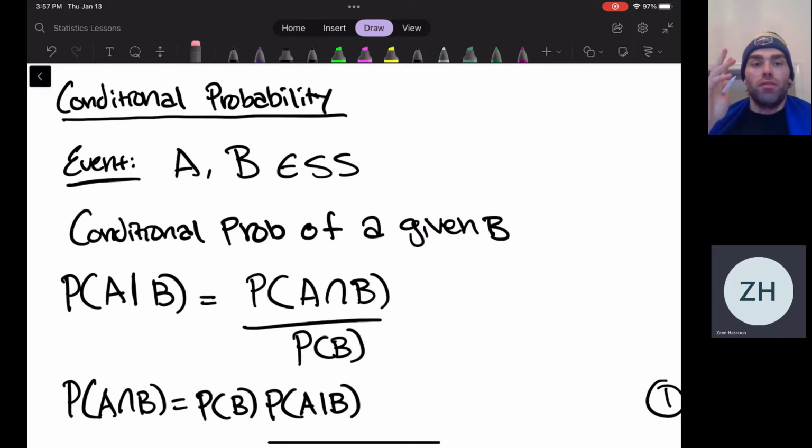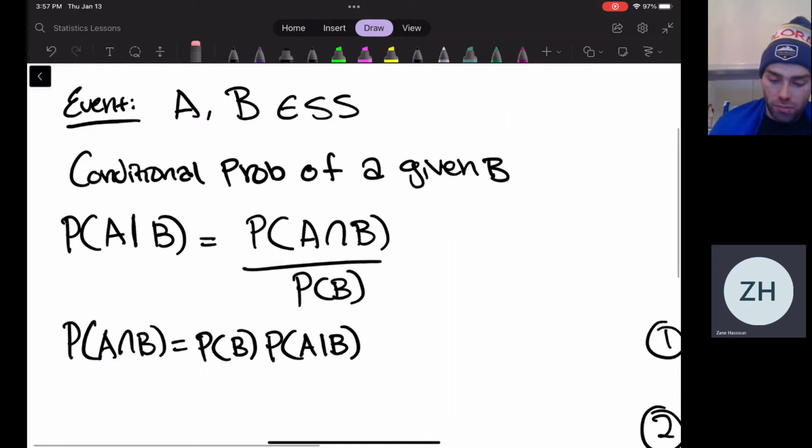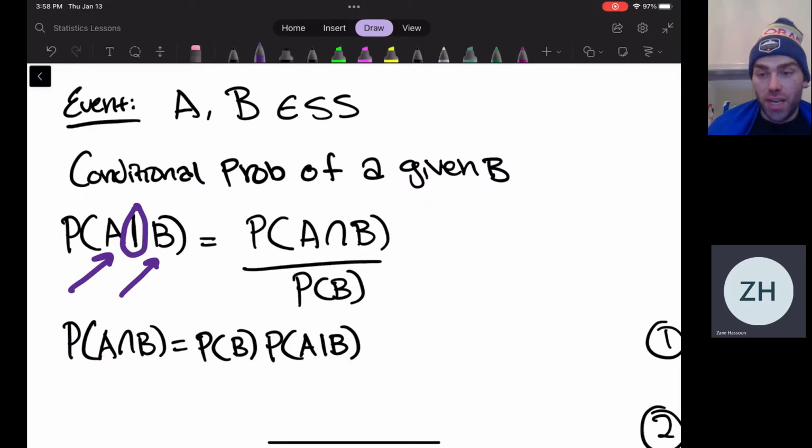So today we're going to be going over conditional probability. Conditional probability is just asking the question: the probability of an event A given that B occurred. We denote this as the probability of A given B, which is defined as the probability of A intersection B divided by the probability of B.